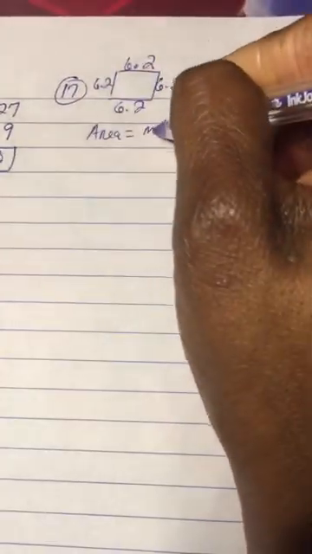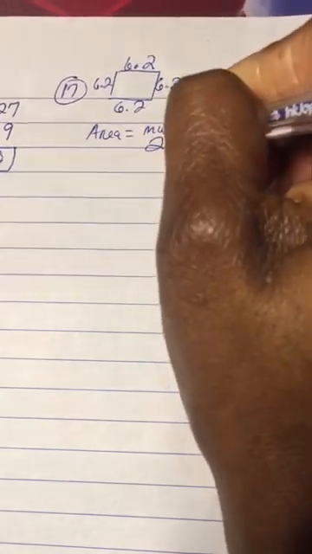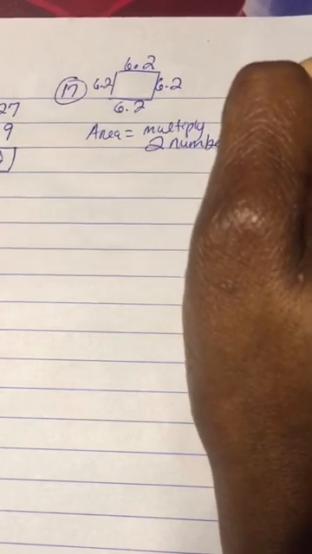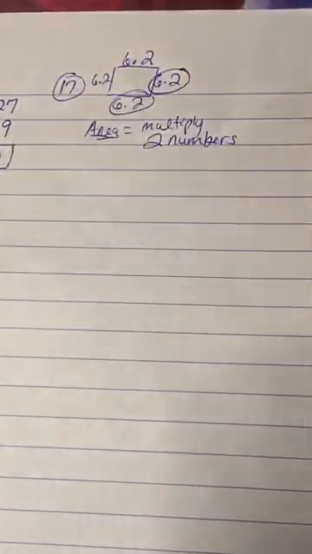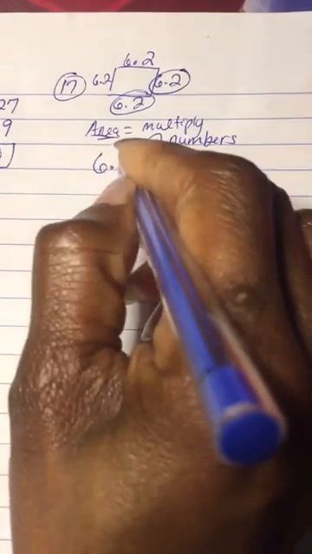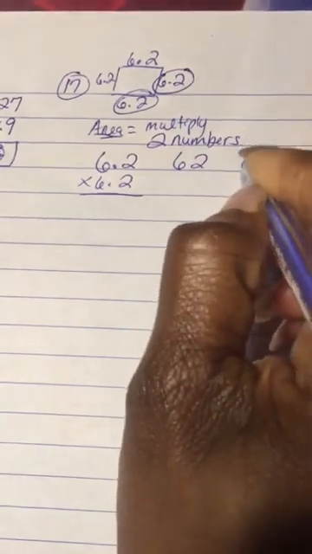Area means multiply two numbers. Area always means to multiply two numbers. So you have this number and this number. You don't multiply all of those numbers, just take two of them. So 6.2 times 6.2. And remember, we're going to do it without decimals. 62 times 62.